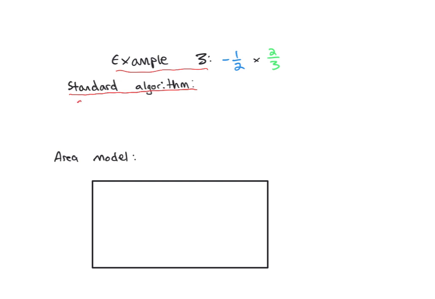So step 1 in our standard algorithm is to multiply our numerators. In this case, our numerators are -1 and +2. So we know that 1 times 2 is 2, and we know that a negative times a positive is a negative. So our numerator in this case is going to be -2. And then our second step of our standard algorithm is to multiply the denominators.